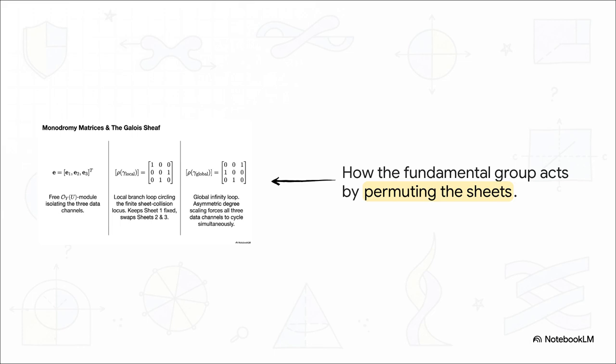Look at how the S3 matrices swap here. The local loop matrix right in the middle keeps sheet 1 completely fixed, but it swaps sheets 2 and 3. Meanwhile, the matrix on the far right, the global infinity loop, forces all three data channels to cycle simultaneously. And that is all because of the asymmetric scaling happening at the boundary.